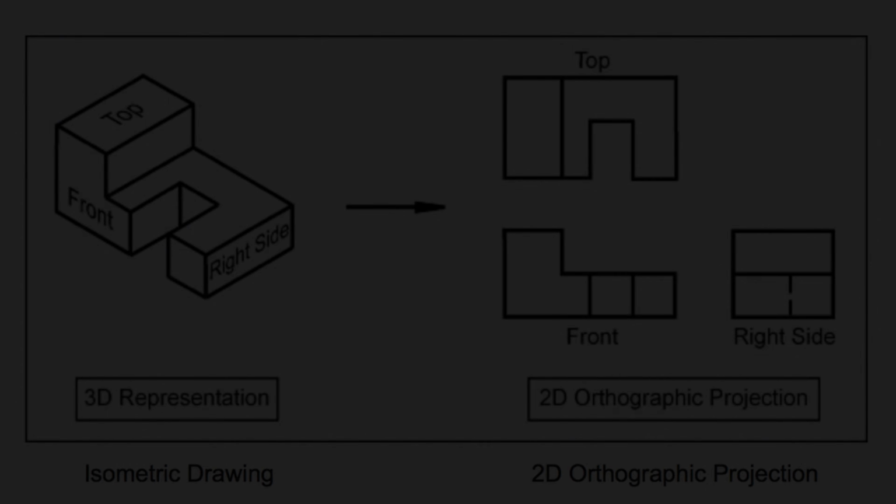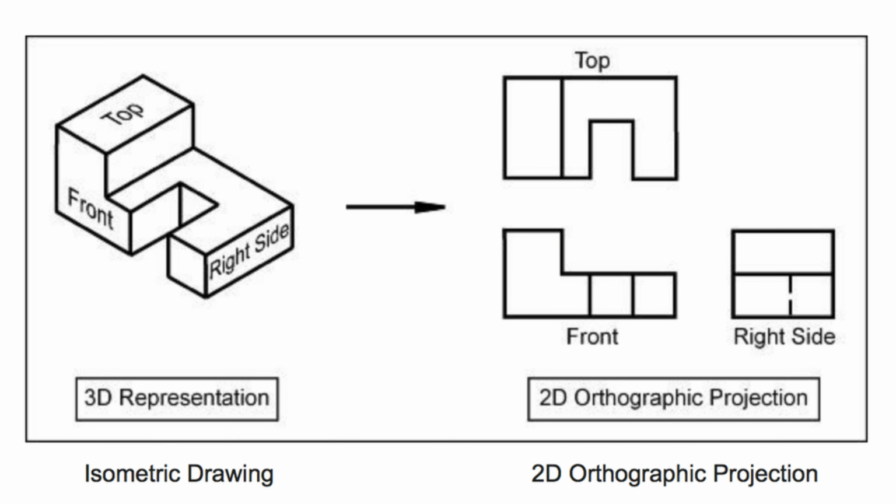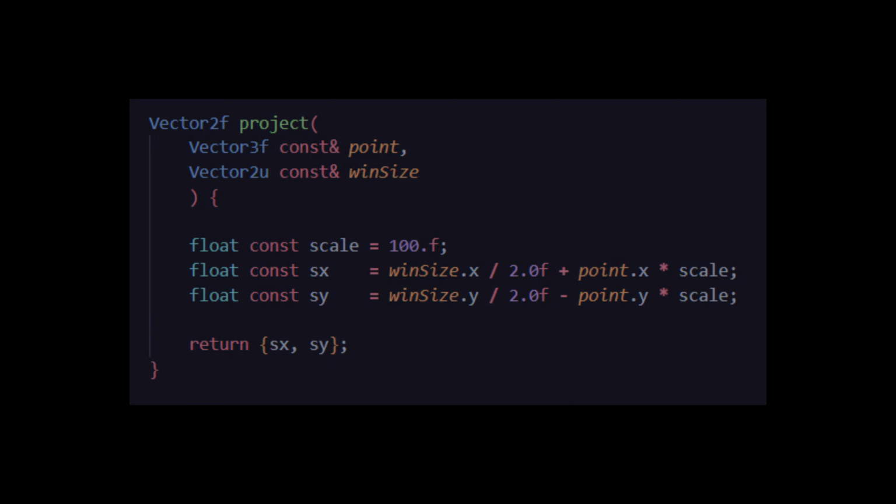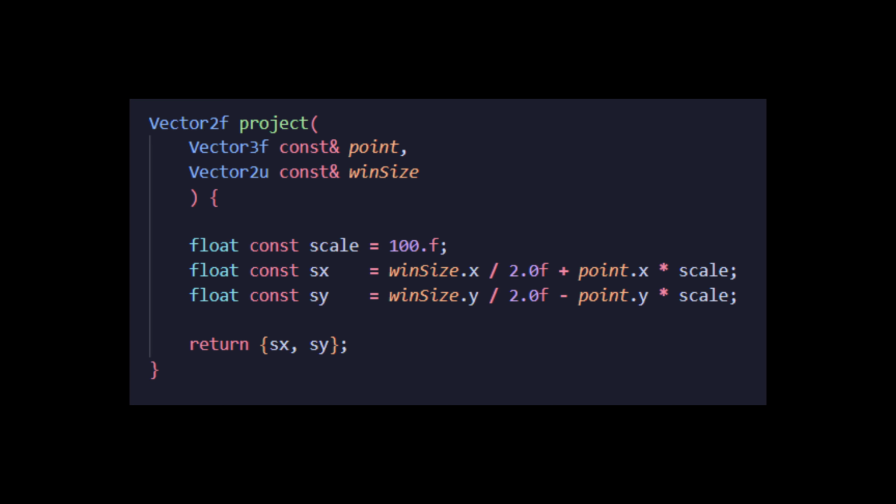There are a few techniques to do this. However, for simplicity, we will use orthographic projection, which is actually a technical drawing method. However, we can extend it to be used in graphics programming. For further simplicity, let's also ignore perspective for now. This gives us a function that takes in a 3D point and returns a 2D projection of this point. We will also need to account for the window's size to know where exactly to project this point to.